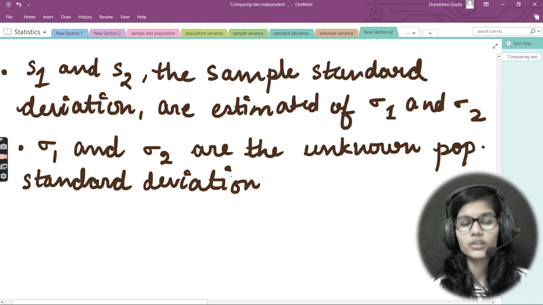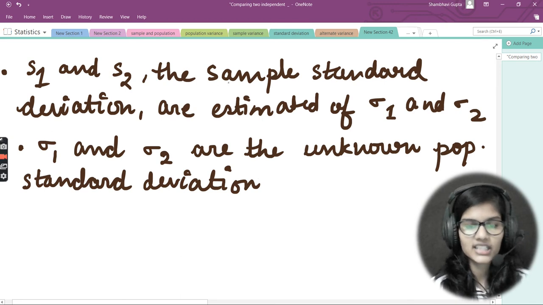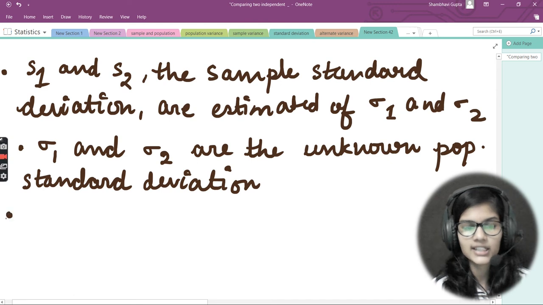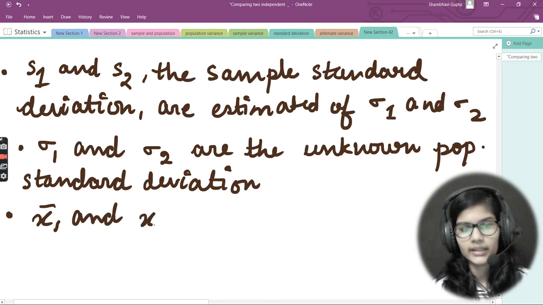Okay, so I would just put out. Now, please see the differences between both of these. S1 and S2 are the sample standard deviations, which are estimates of sigma 1 and sigma 2. And what are sigma 1 and sigma 2? These are the unknown population standard deviations, right? And after that, what are we having? We are having x1 bar and x2 bar.